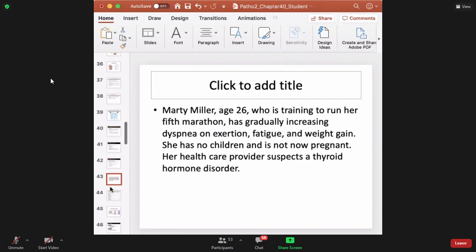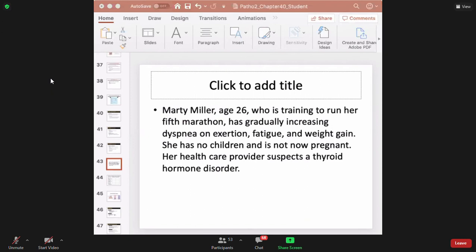Depending on the patient, you might assess the surgical risks. All right, so let's do this one together. Here we have Marty. She's 26 and training to run her 5th marathon. She has dyspnea on exertion, shortness of breath, and fatigue. She has weight gain, even though she's running. If you're training for a marathon, you should not be gaining weight, no matter how much she eats, because that's so much running.